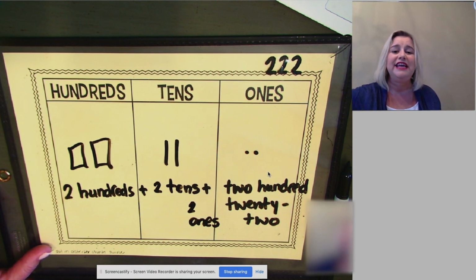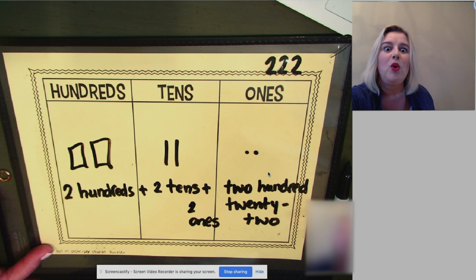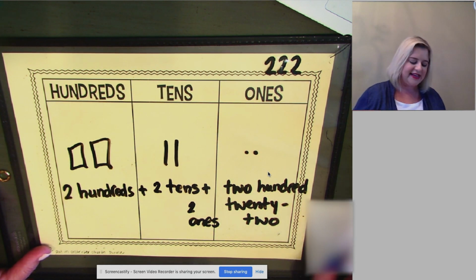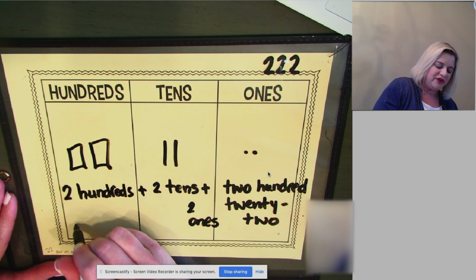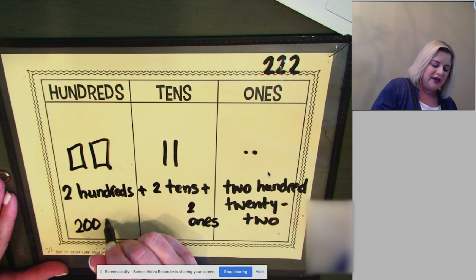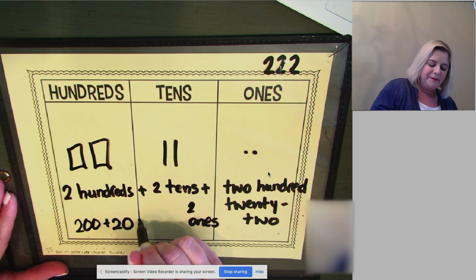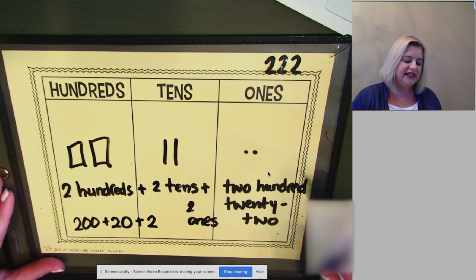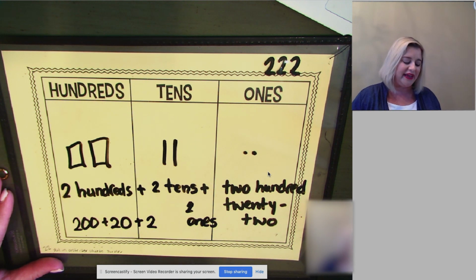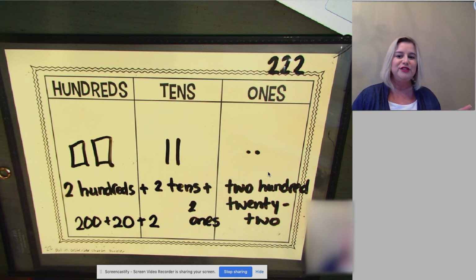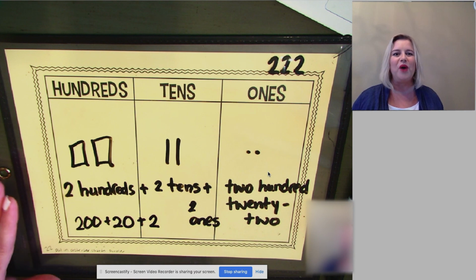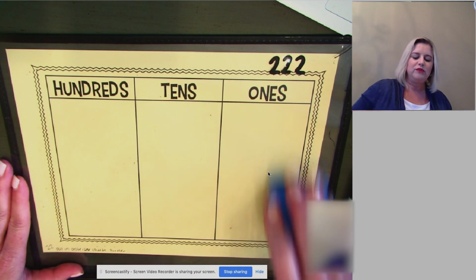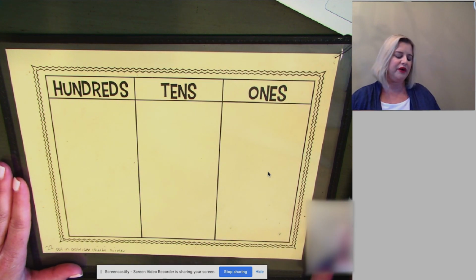Now, do you see that we can do one more? Do you think we can? One more? Yes, we can say with our numbers 200 plus 20 plus 2. Excellent. Do you see all the different ways we have done 222? Awesome. Now I'm going to draw another model for you, and I want you to write the number on your paper. Ready?